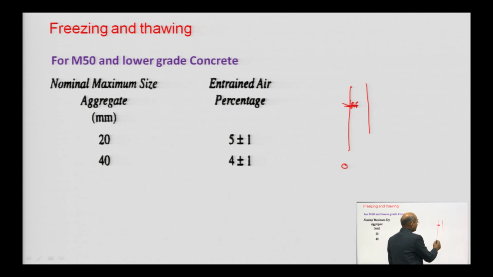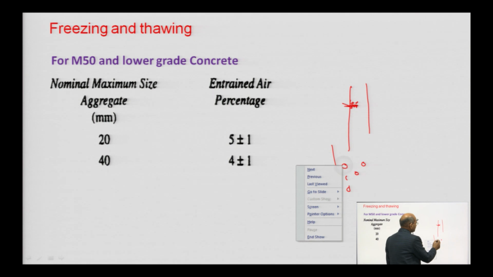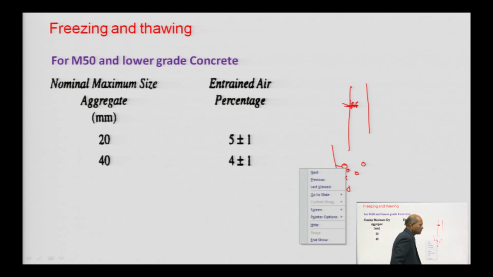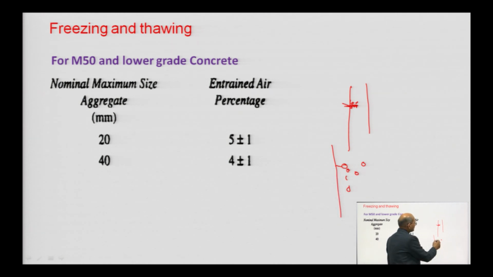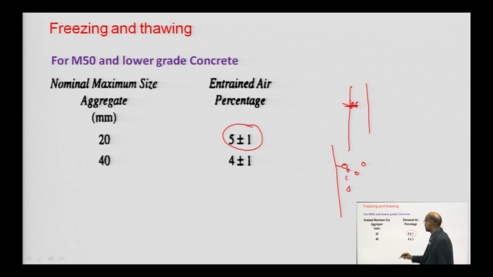Suppose there is a bubble here, and this is the concrete surface. If water goes here, this water will percolate here and this part will be subjected to pressure, and only this portion will get cracked. This portion will crack and join here. Due to the circular nature of a small bubble, stress concentration is not there, so the crack will not propagate further. What do the codes say? If our grade of concrete is M50 or lower, and it is made of 20 mm downsize aggregate, entrapped air should be 5 plus or minus 1%.